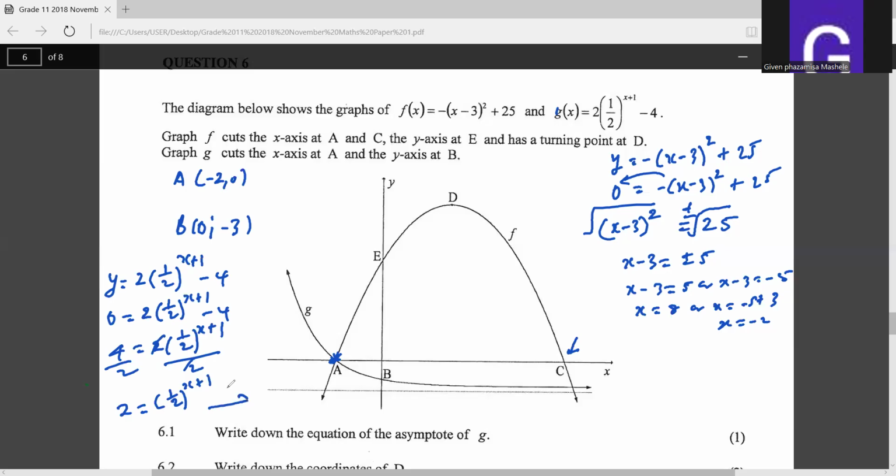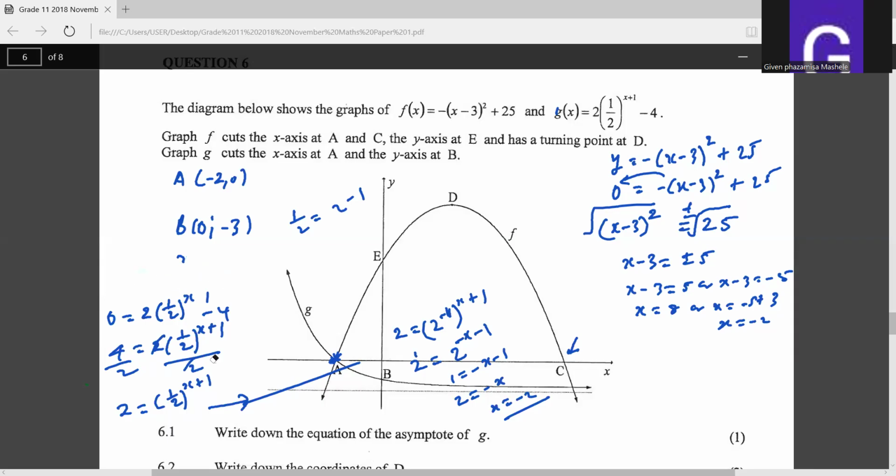So remember, we need to make the base the same. So it means 2 is the same as half to the power negative 1. So this will be to the power negative 1, but the exponent is x plus 1. Let's multiply that. So this will be minus x minus 1. Then now the base is the same. So it means 1 equals minus x minus 1. Then we transpose the minus 1 this side, it's going to be 1 plus 1, which is 2. So multiply by negative, then x will be negative 2. So same answer.